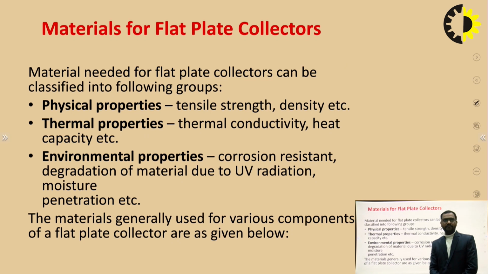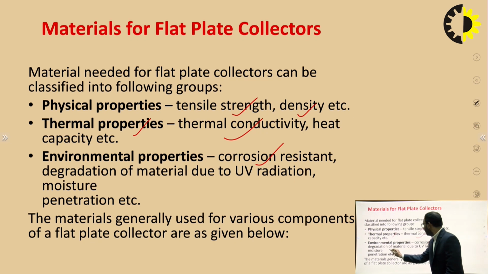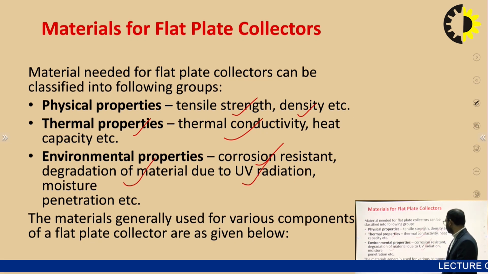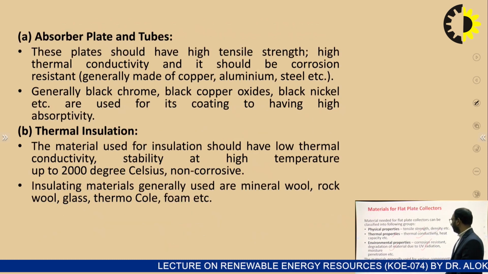Now, what are the materials for flat plate collectors? Basically, the materials needed for flat plate collectors can be classified into the following groups. Number one is physical properties. The material for flat collectors should have tensile strength and density. In terms of thermal properties, it should have thermal conductivity and heat capacity. Regarding environmental properties, it should have corrosion resistance, resistance to degradation due to UV radiation and moisture penetration, etc. The materials generally used for various components of a flat plate collector are given below.